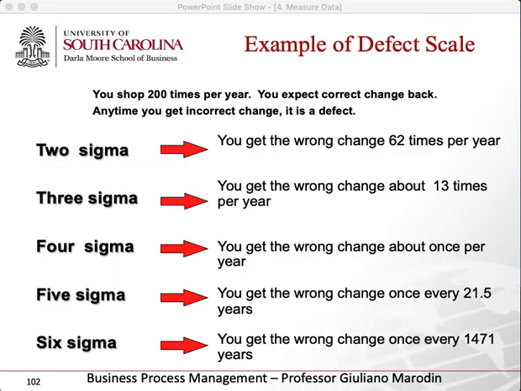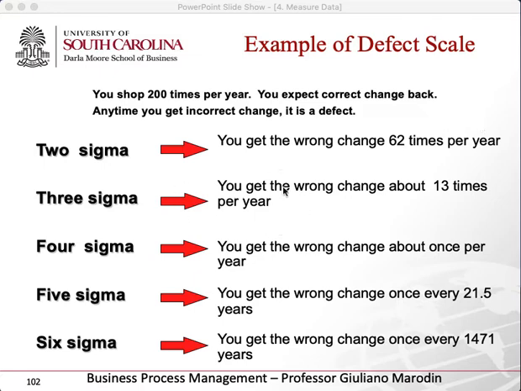And just for us to understand, what is the impact of being 2 or 3 or 4 or 5 or 6 sigma level, right? So think about, you have a shop floor that is doing a change 200 times per year, and you expect a change back anytime that's incorrect. It is a defect, right? So if you're doing the same thing 200 times per year, if you're at a 2 sigma level, you're getting it wrong 62 times per year, right? Which is basically a lot, so it's a big percentage that is outside.